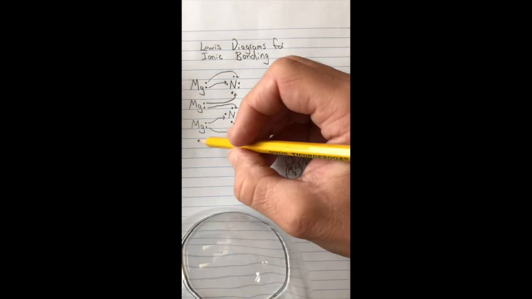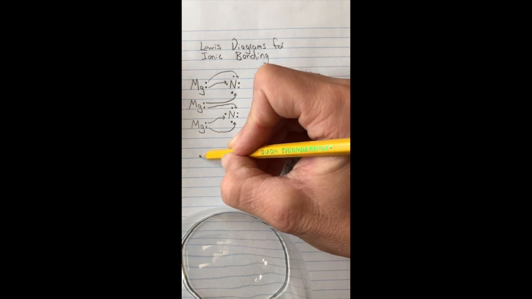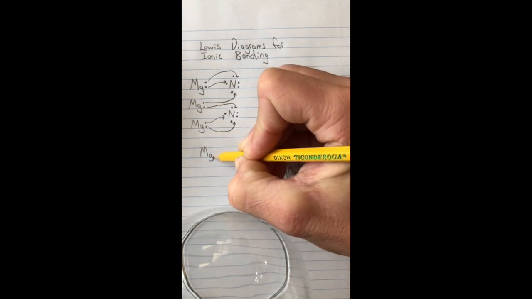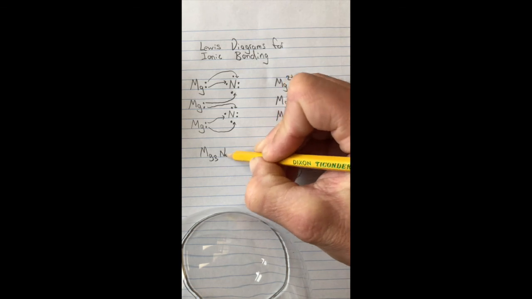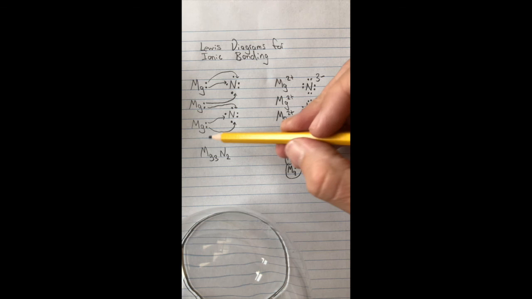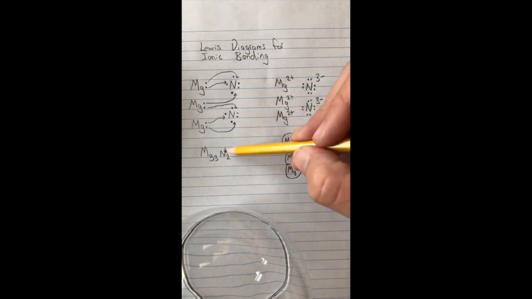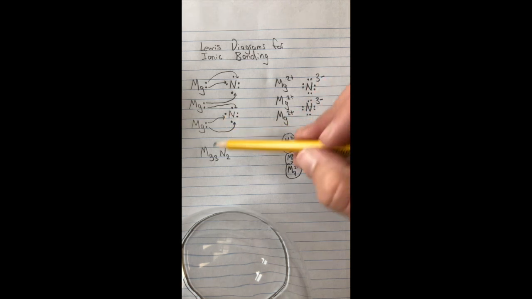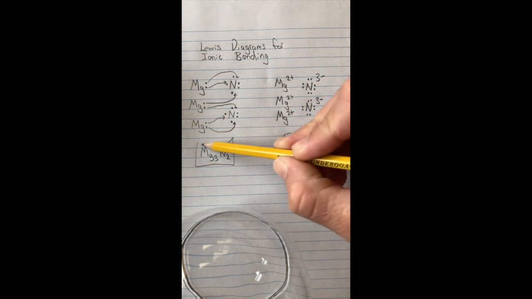The formula, the last piece, is Mg3N2. So the number of ions present for magnesium is 3. The number present for nitrogen is 2. So Mg3N2 would be our formula.